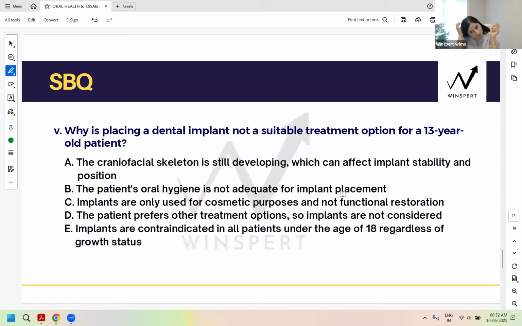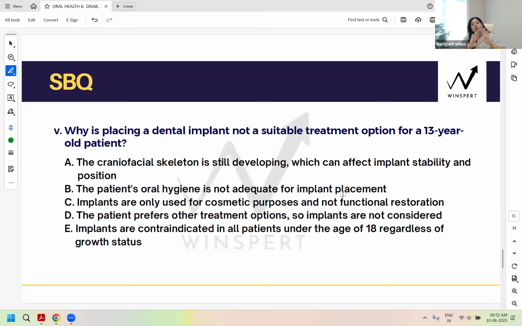Implants are only used for cosmetic purposes and not functional restoration. That's incorrect. They do provide functional replacement, but not at the developmental and growing age, because the bone and the bone sizes are still developing. The patient prefers other treatment options. It's not about preference. I got a lot of E's, so let's compare it with the E.